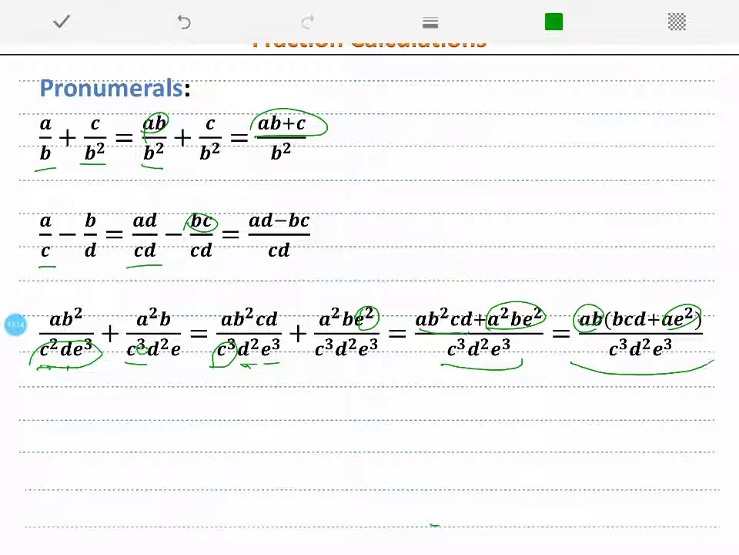So for the last step, factorization, you'd better do that, because you won't lose marks for that, but you may lose marks for not factorizing the result. Read carefully about the requirements for the questions, and you decide if you do need factorization or not.